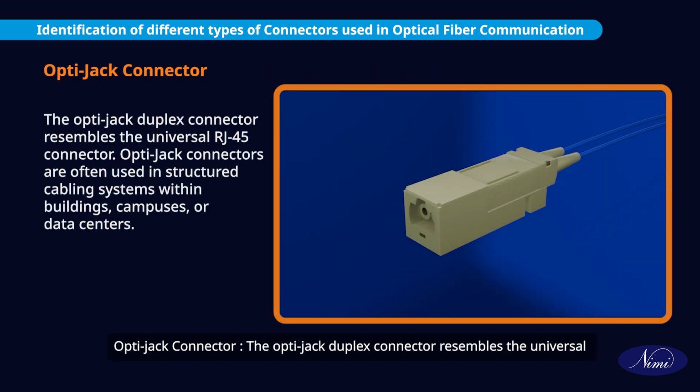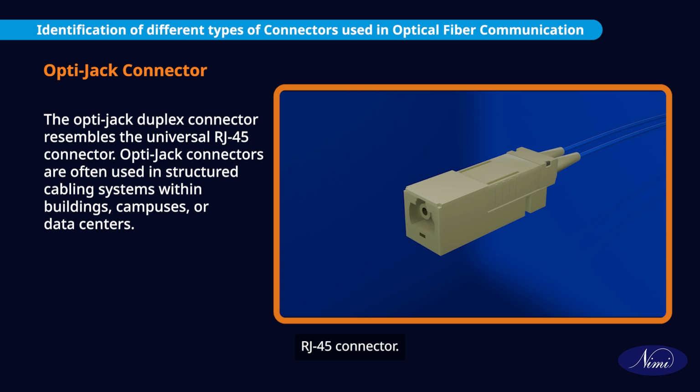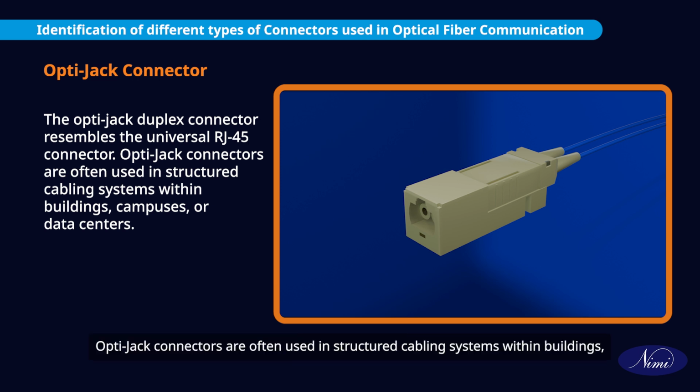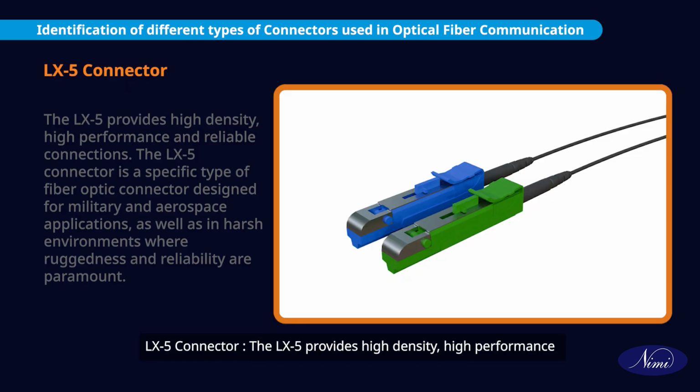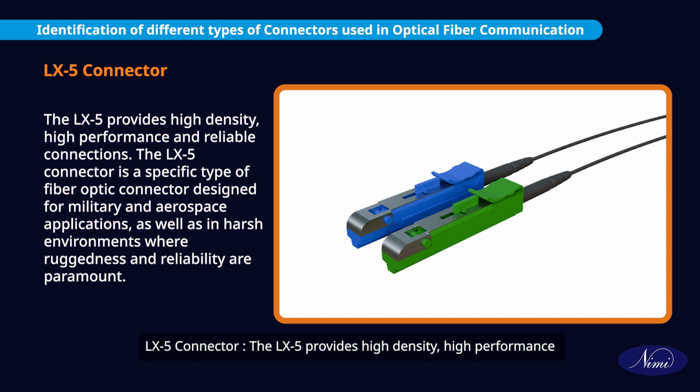OptiJack connector. The OptiJack duplex connector resembles the universal RJ45 connector. OptiJack connectors are often used in structured cabling systems within buildings, campuses, or data centers. LX5 connector. The LX5 provides high density, high performance, and reliable connections. The LX5 connector is a specific type of fiber optic connector designed for military and aerospace applications, as well as in harsh environments where ruggedness and reliability are paramount.